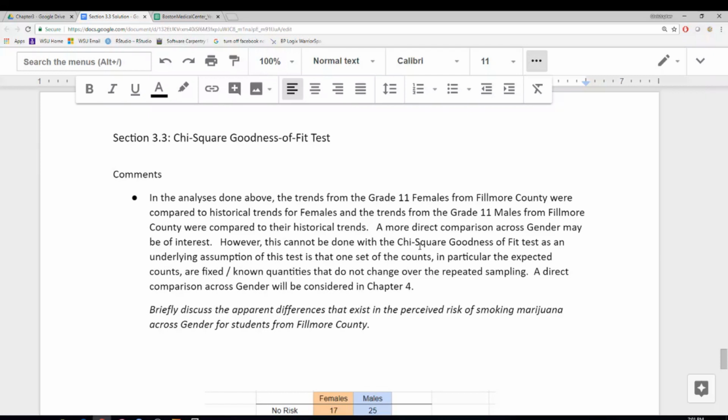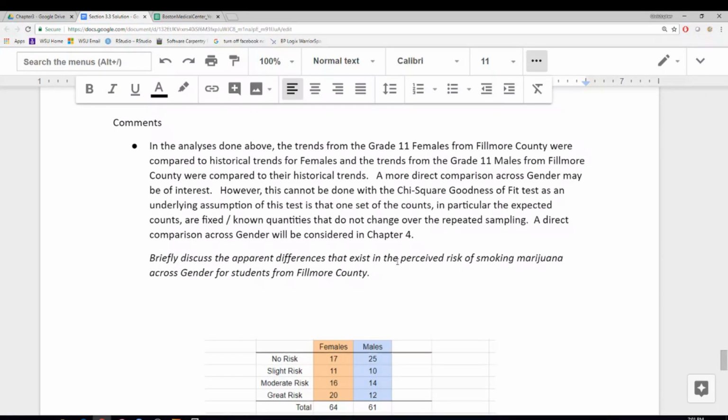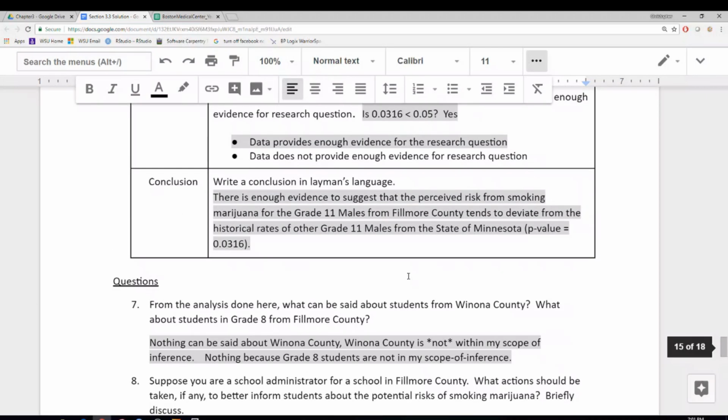A more direct comparison across genders may be of interest. So maybe I don't really care whether or not they're following the historical trends, but I just want to do a straight up comparison between the males and the females. Now, this can't be done with the goodness of fit test, because one of the assumptions of the goodness of fit test is that one set of the counts, in particular the expected counts, are fixed and known quantities and do not change from sample to sample. Okay, so one of these counts cannot change from sample to sample.